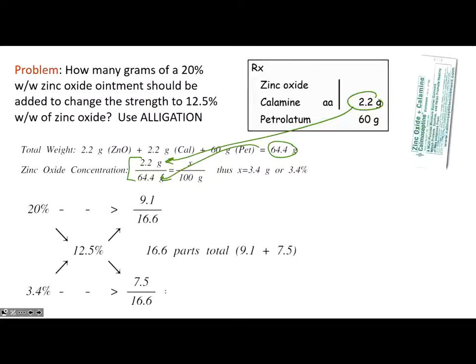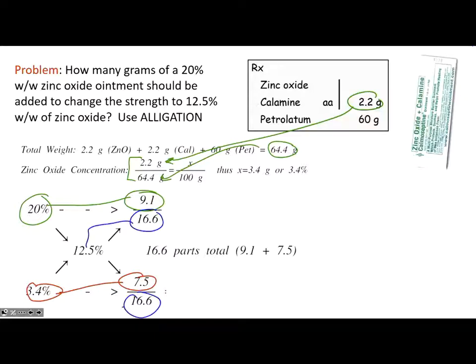So I'll remind you, let's see if I get this right. 20% goes with 9.1. 3.4% goes to the 7.5. And the 16.6 combined, and I skipped that little step about adding those together, but if you add those two together, the combined total parts would be 16.6, which represents the final product that we're trying to make.